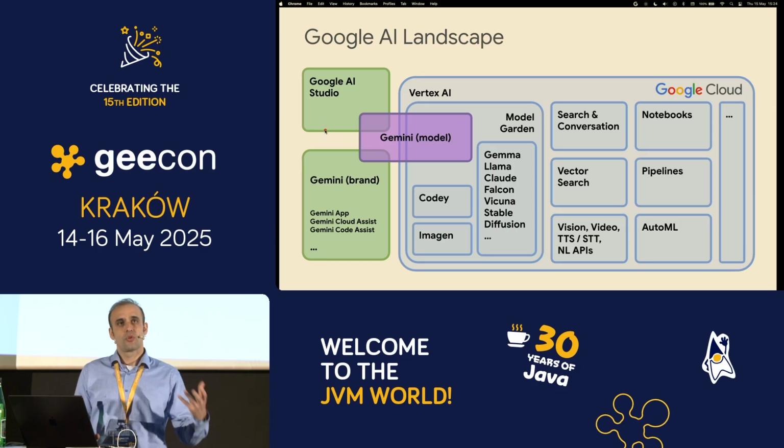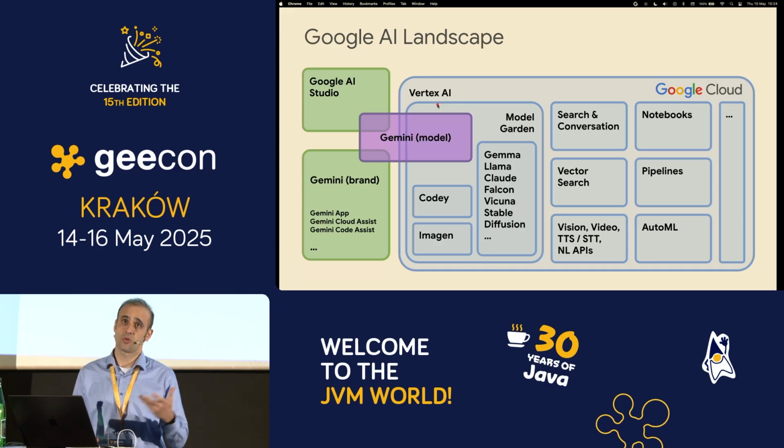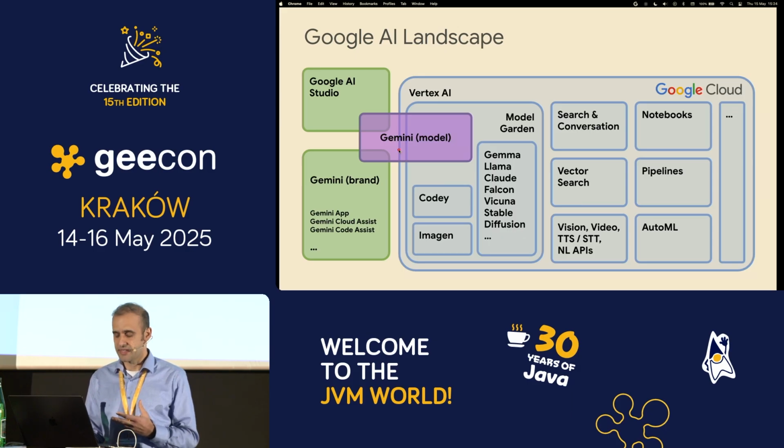But at some point, you probably want to write an application and deploy to cloud. At that point, you would switch to Google Cloud, and there's a section of Google Cloud called Vertex AI, which is the AI platform of Google Cloud that not only has Gemini models, but also other open source models, and also all the tools that you need to build an application. So that's the Google AI landscape.